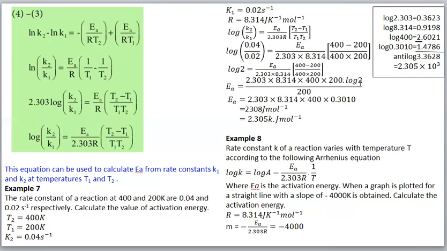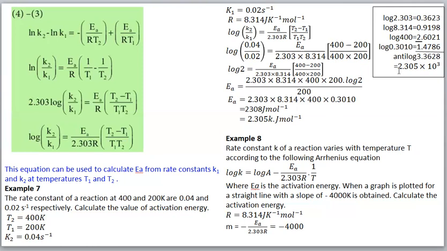For log 2, the characteristic is 0. The mantissa part we can get from the log table. Then we can simplify these terms by taking logarithm, since simple multiplication is very difficult. One by one you see, log 2.303, this number, then log of 8.314, log 400, and log 0.3010 are taken. All these values are written. Then all these values we can add, and we get this value.